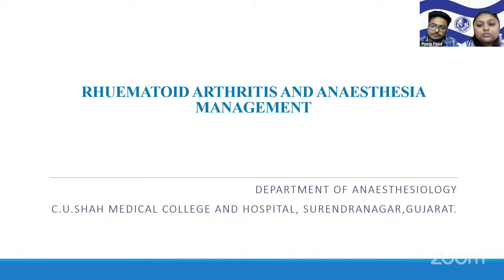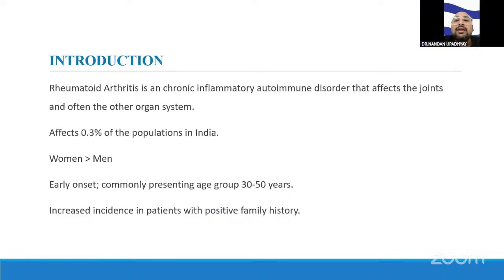Yes, sir. What is rheumatoid arthritis? Describe it and its etiology. Yes, sir. Rheumatoid arthritis is a chronic inflammatory autoimmune disorder that affects the small joints and often other organ systems, sir. In India, it affects 0.3% of the population. It is seen more commonly in women than men, sir. It has an early onset, and the 30 to 50 year age group is the most commonly presenting age group, sir.